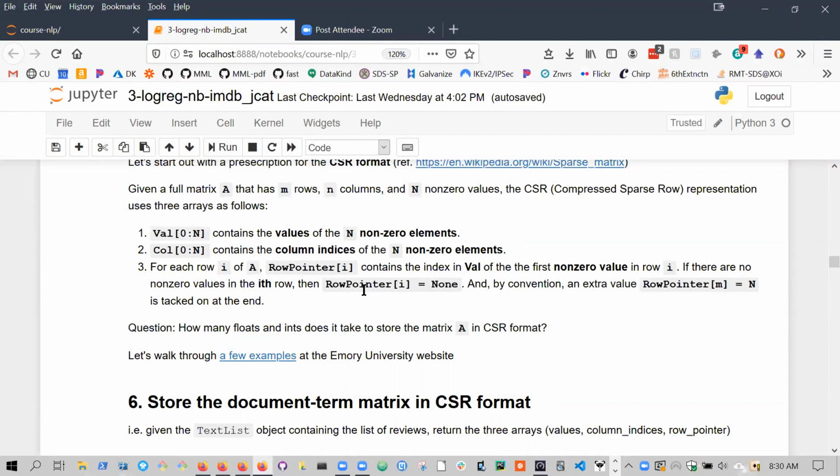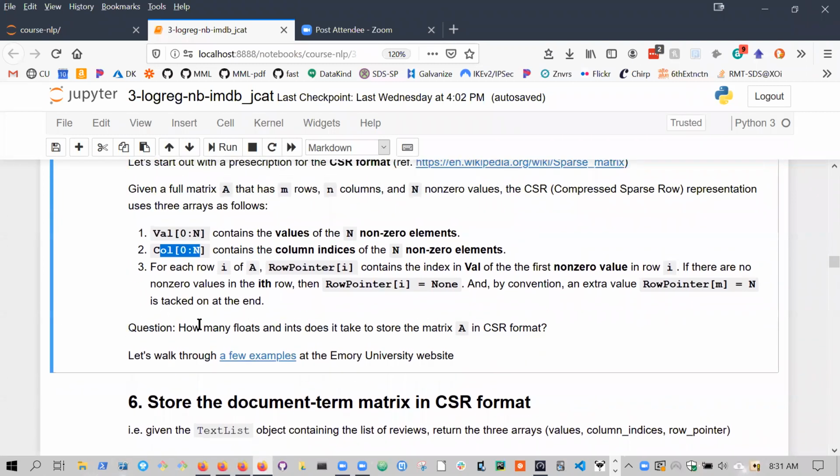Well, then you still have to have an entry in row pointer for I, because row pointer contains an entry for every row. So the entry for a row that has no non-zero values in it, that row is all zeros, the row pointer for that row would just be none. And then by convention, you tack on an extra value on the end of row pointer that tells you the number of non-zero values that you have. That's kind of redundant information, because if you take the length of val or the length of col, that also tells you the number of non-zero values that you have.